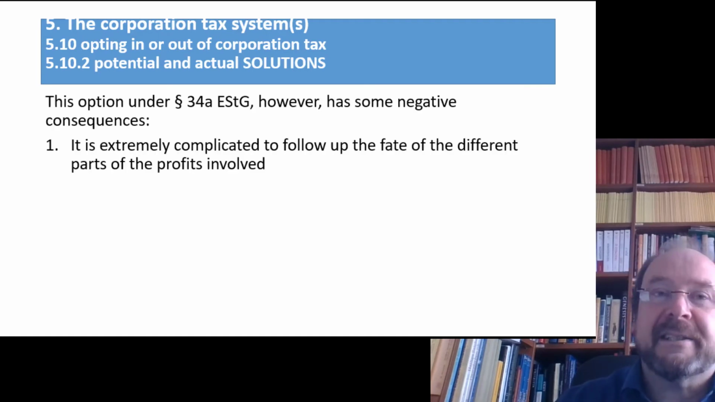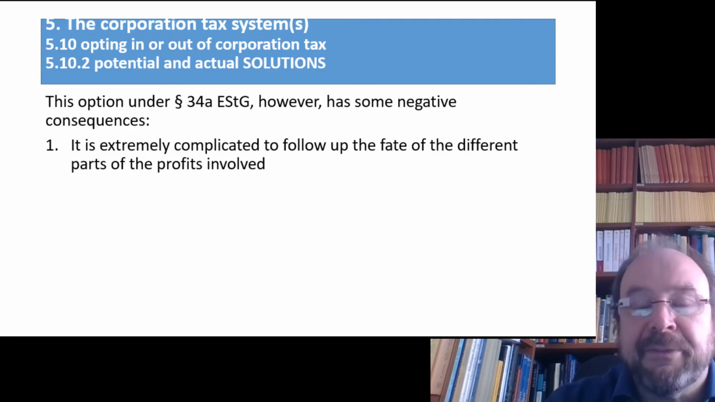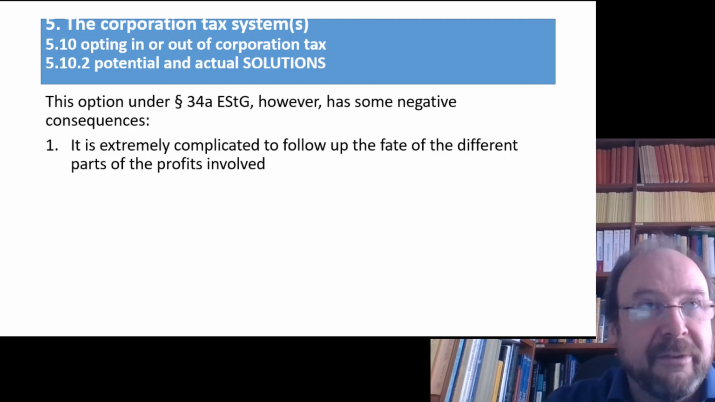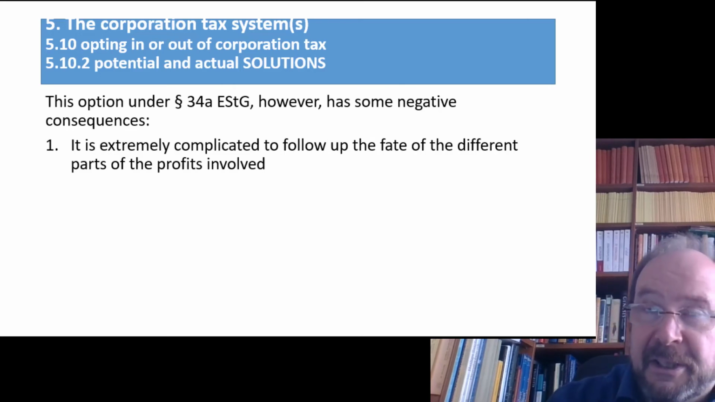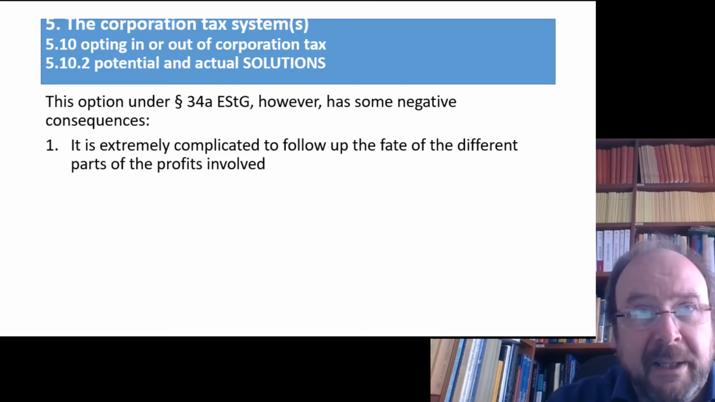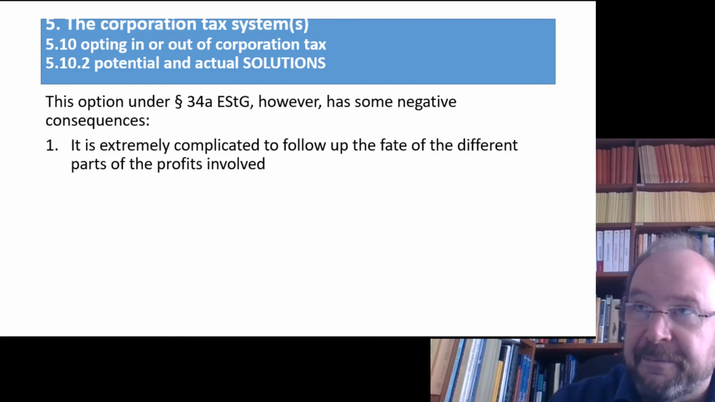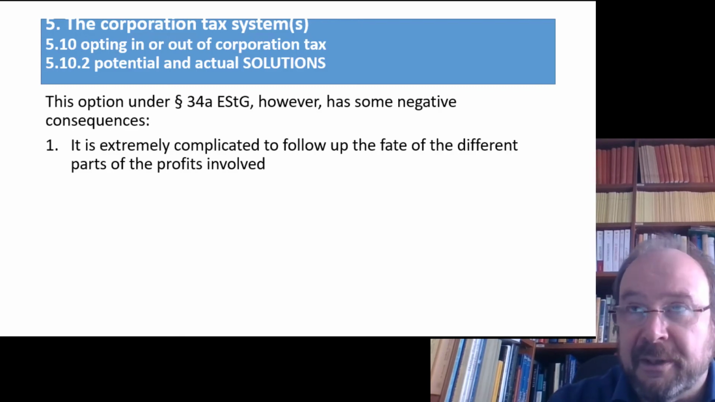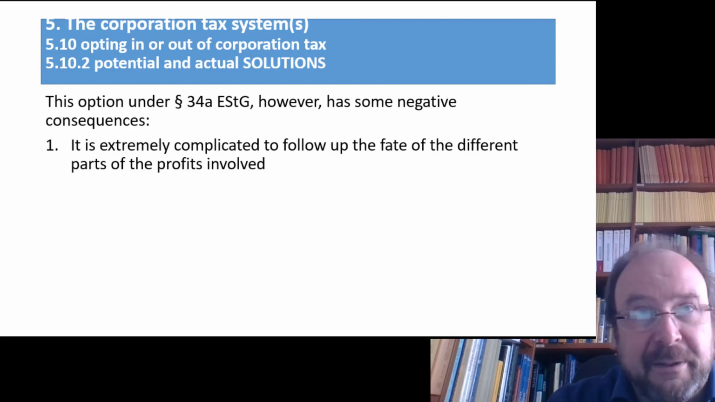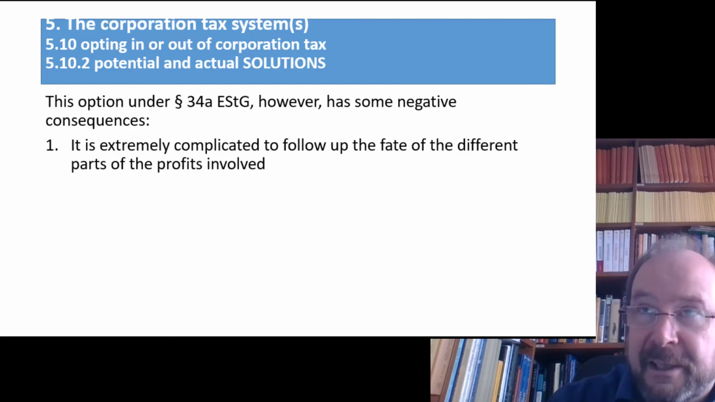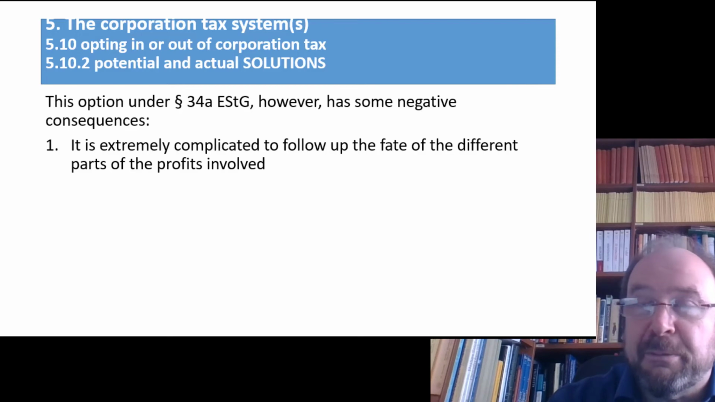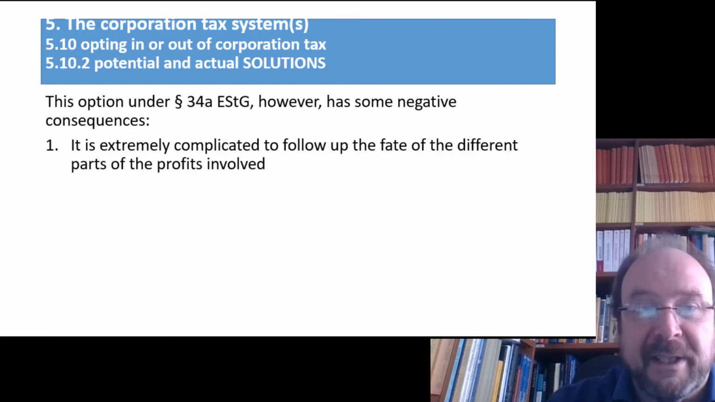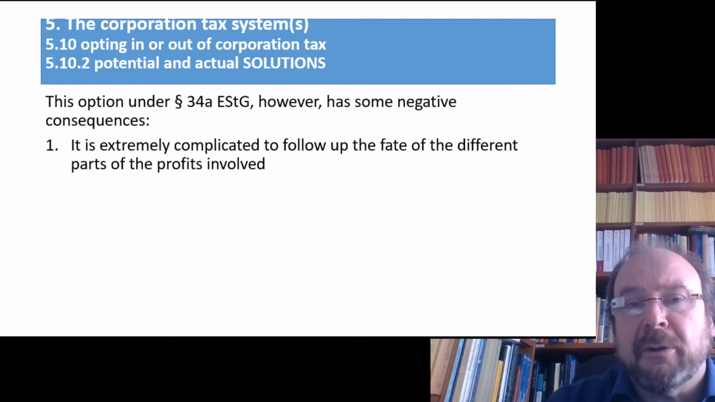First, it is extremely complicated. Imagine that you have a partnership with 3 partners, you have 3 million profit, and now each partner opts in a different way, and they opt differently each year. So you have an enormous confusion about if you take money out of the firm, who has taken out of the firm which amount from which part of the equity. You have to follow that up, and you have to avoid all mistakes.